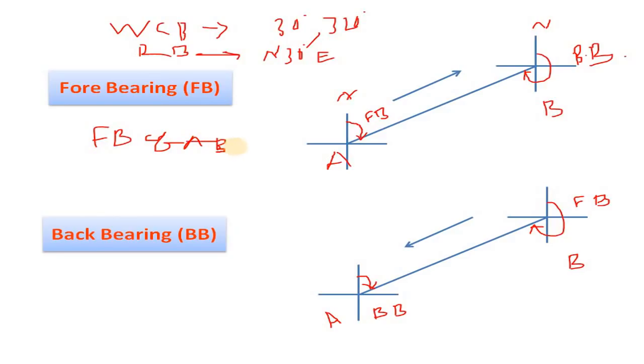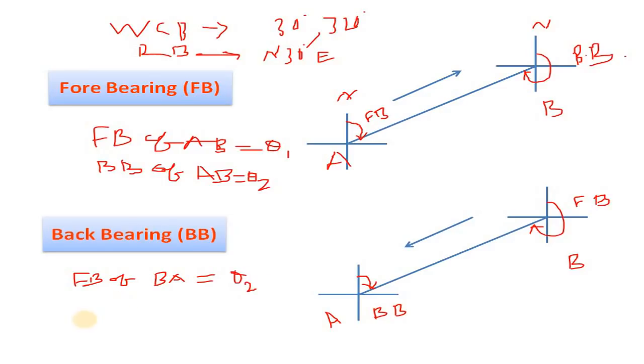For bearing of AB, whatever angle there is, theta 1, and back bearing of AB, theta 2. See, this AB means the line starts from A to B. For this, we can write for bearing of BA. Why am I writing BA? Because the work starts from B to A. The for bearing of BA is equal to theta 2, and back bearing of BA is equal to theta 1. Remember this. This angle is theta 1, this angle is theta 2. Here BA means work starts from B.